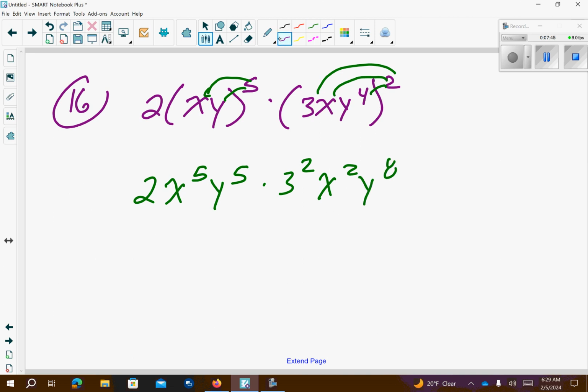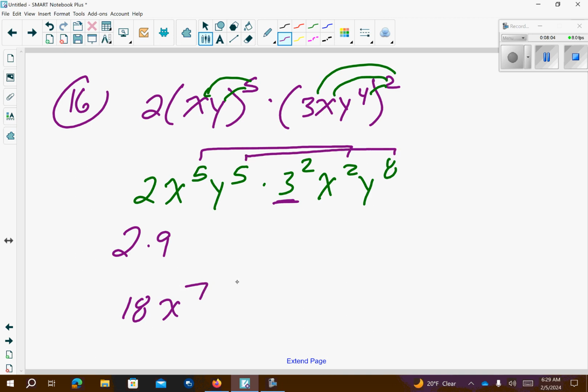All right, let's clean it up. So I have 2, and then this is going to be 3 times 3, which is 9, which is going to give me 18. I get x to the 5th and x to the 2nd, add those together, so that's x to the 7th.